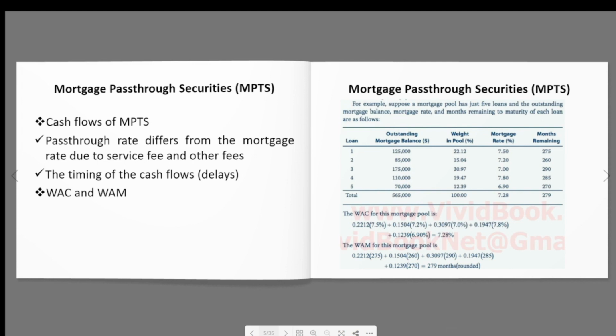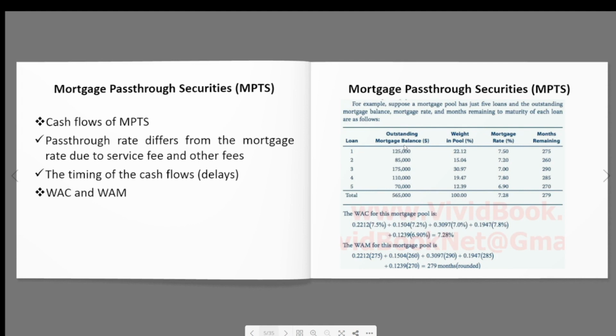Here we also have an example. Suppose a mortgage pool was just 5 loans, and the outstanding mortgage balance, mortgage rate, and monthly remaining time to maturity of each loan are as follows. According to this table, you're able to see we have one column with the loan, another column with the outstanding mortgage balance, and another with the weight in the pool. We also have the mortgage rate and months remaining.